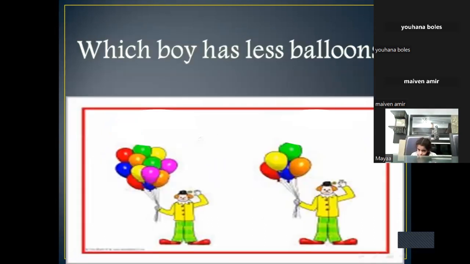Okay, which boy here has less balloons? Let's count first to know. Let's count these balloons here. 1, 2, 3, 4, 5, 6, 7, 8, 9, 10, 11. And how many balloons here? 1, 2, 3, 4, 5. Just 5 balloons here. So which boy has less balloons in this slide? This one or this one? Well done, this boy, excellent, has less balloons.